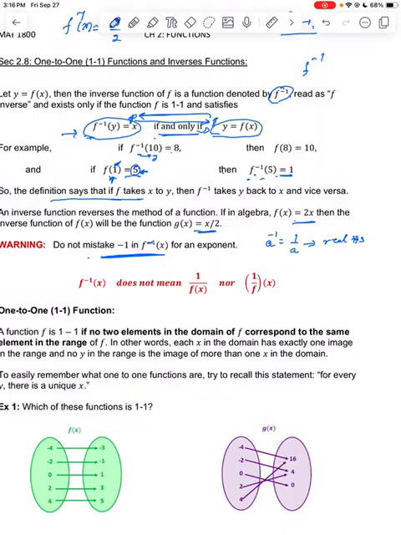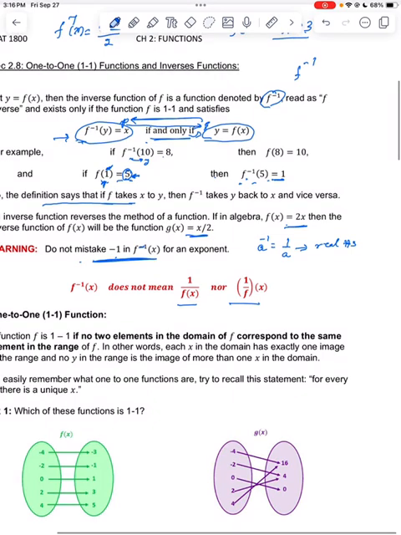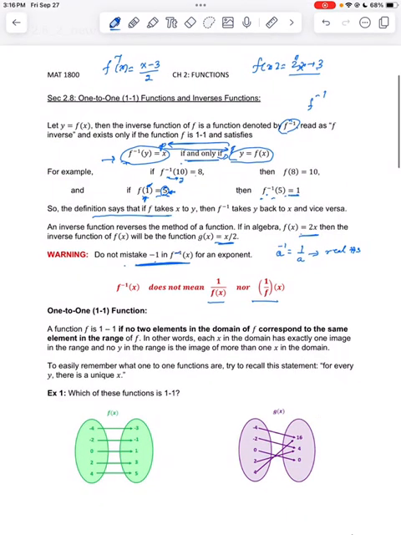But this -1 is on top of not a real number, but on a function. So in a function, we don't make it 1 over this. So now it's important, before we start finding the inverses, to know what one-to-one functions are, because inverse functions exist only for those functions which are one-to-one.